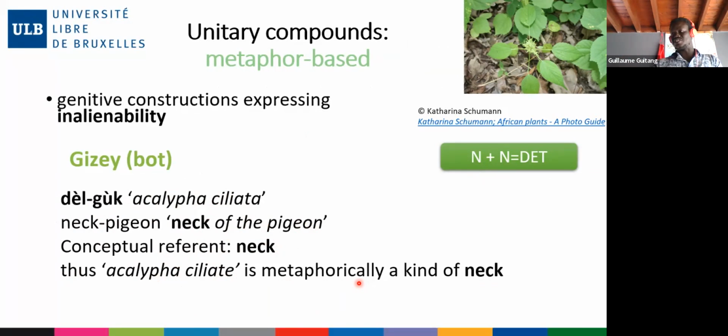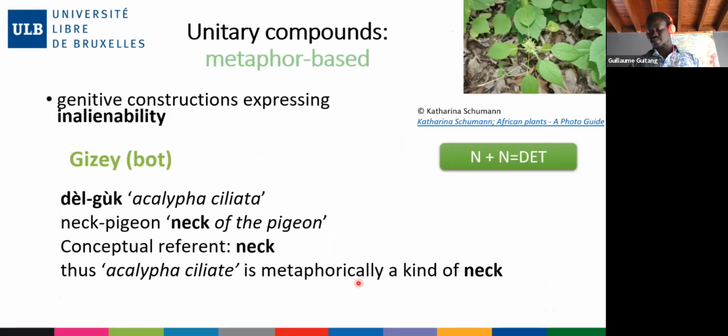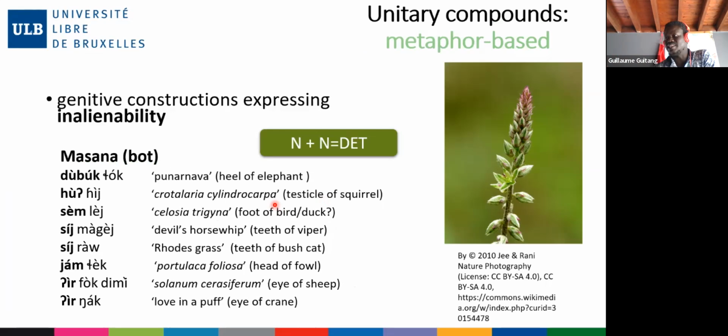So these are other examples from Masana. You find things like the heel of the elephant, the testicle of the squirrel, the foot of the bird, the teeth of the viper, the teeth of the bush cat, etc. So there is always this idea of, so I call these ones relational compounds, as they involve the projection of body parts onto a specific referent.